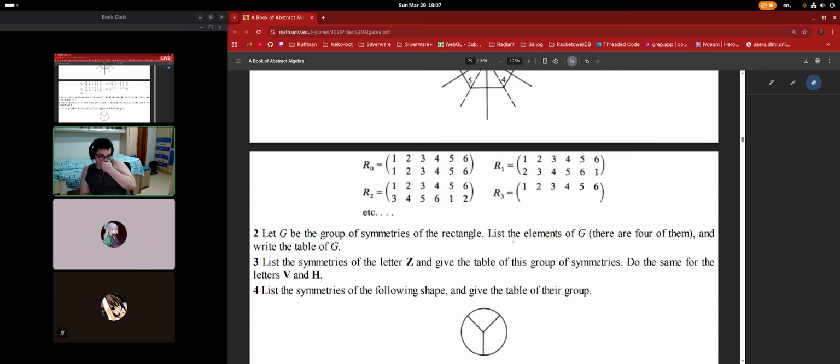Yeah, but if you have 4 symmetries, it must be a square, no? No, a square has 8 symmetries. It's because of the reflections. I keep forgetting. So you have 180, 360, this, and the diagonals as well, right? Keep forgetting about that.